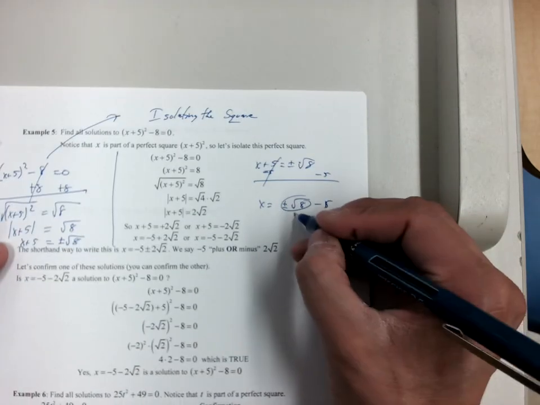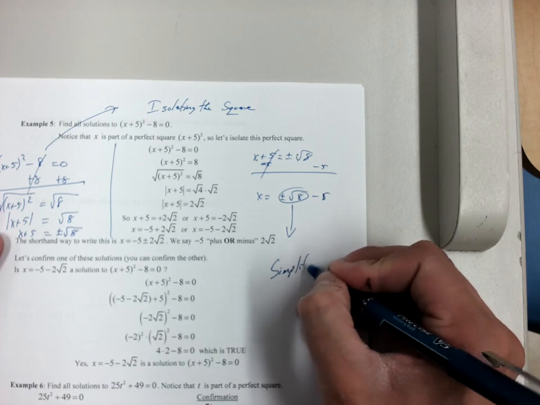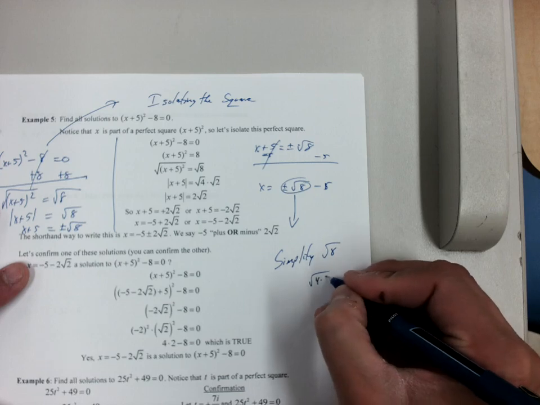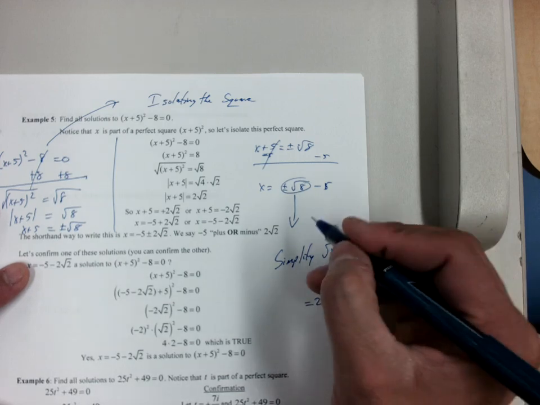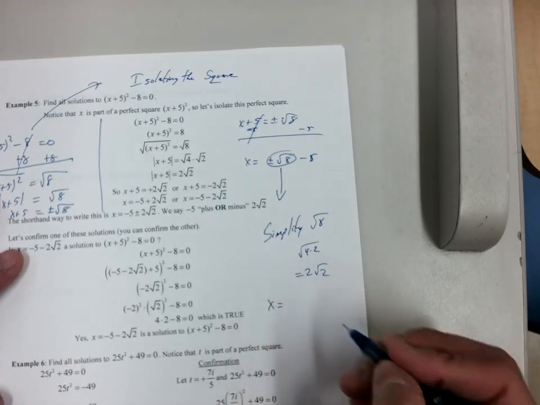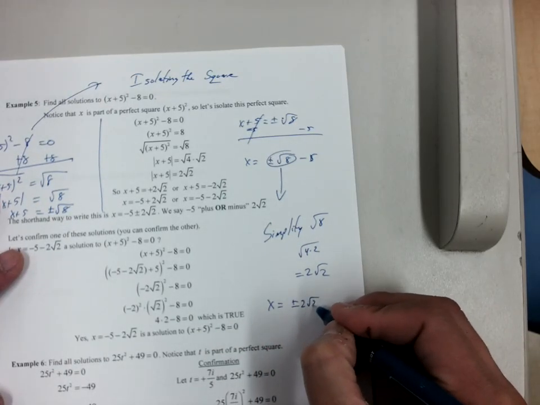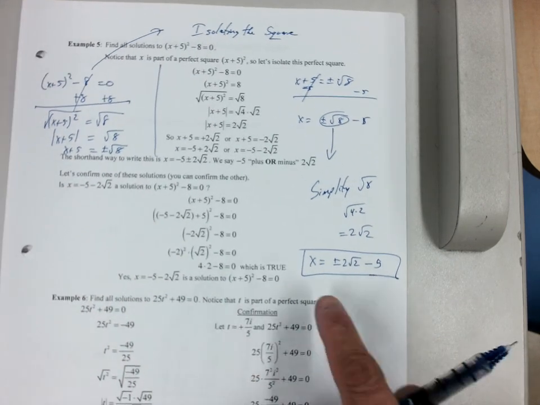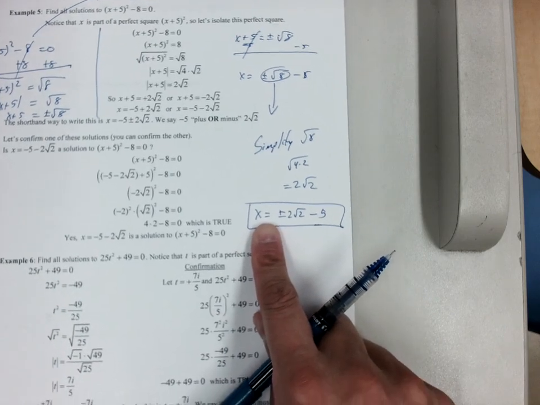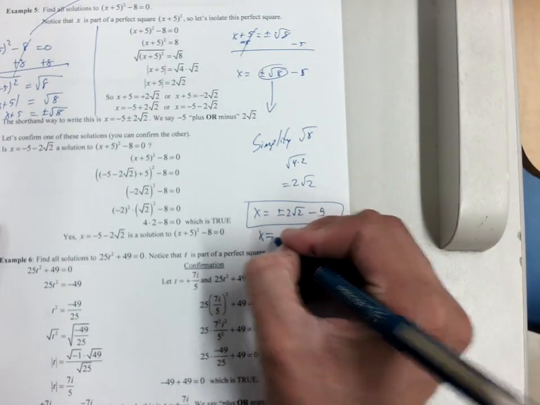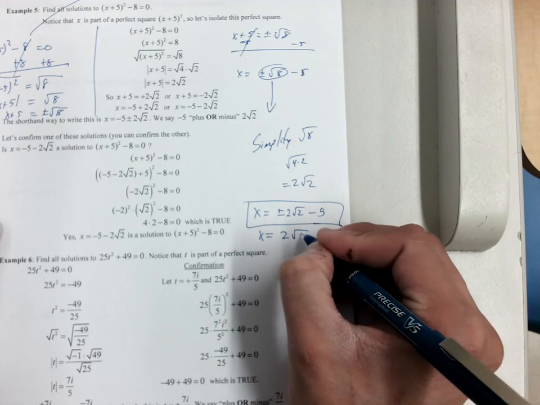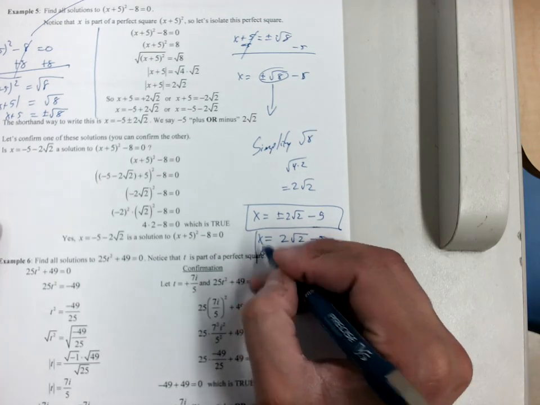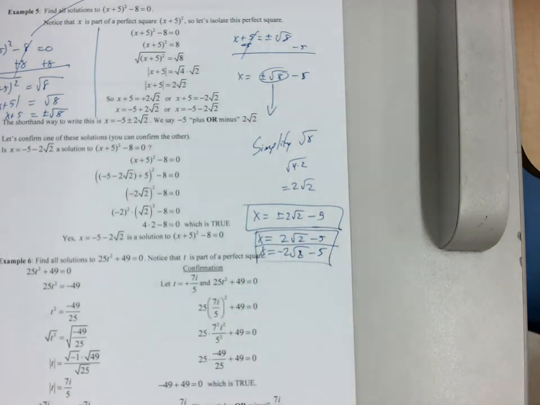But remember, we have to simplify the square root of 8. And we should all know by now that that is the square root of 4 times 2, which is 2 root 2. So then I get x equals plus or minus 2 root 2 minus 5. That's my answer. Notice this answer is written in a condensed form. What you could also do is write it out separately. So each answer is x: one of them is x equals 2 root 2 minus 5, and the other is x equals negative 2 root 2 minus 5. So here's the condensed form, and there's the other written form of it.